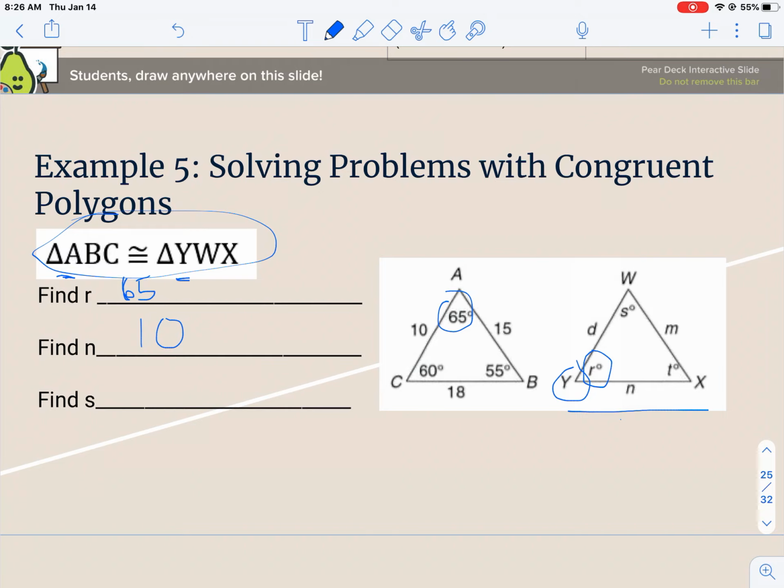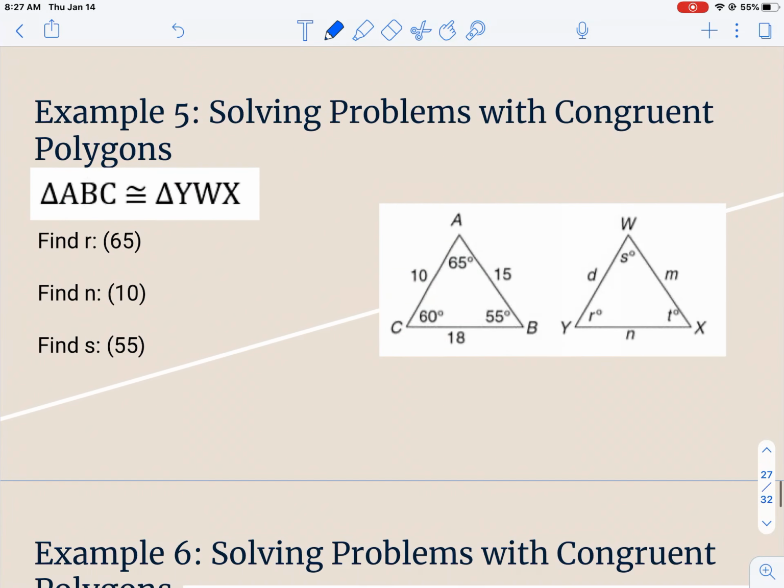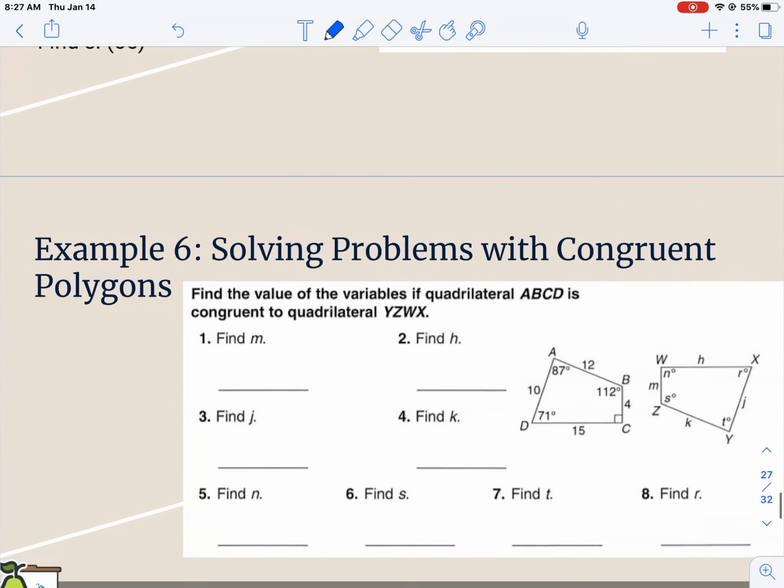All right, now for S. S again is at angle W. Angle W matches up with angle B. So S is 55. All right, so see if you can find D. See if you can figure out what that is. Okay. And those are the answers.